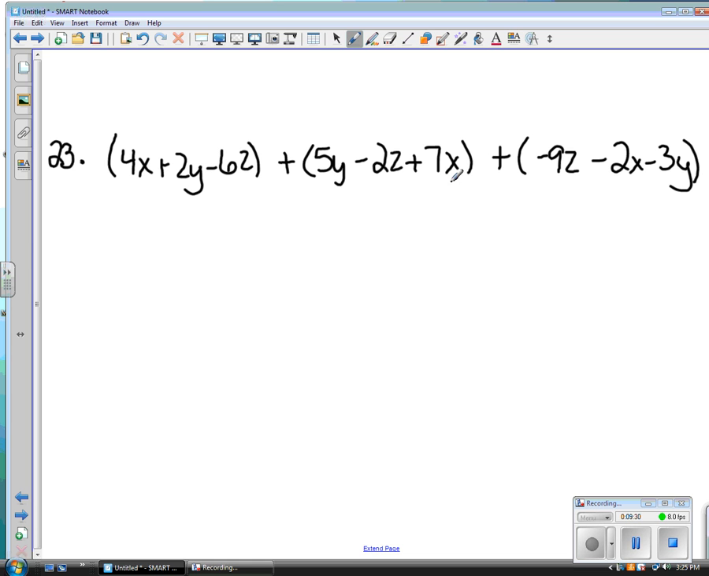Nothing to do inside any grouping symbols. All of these have plus signs, so I'm going to now drop all my grouping symbols. On this one, while I'm dropping my grouping symbols, I'm also going to place all my same terms together. So I have 4x plus 7x minus 2x. That's all appeared here, here, and here.